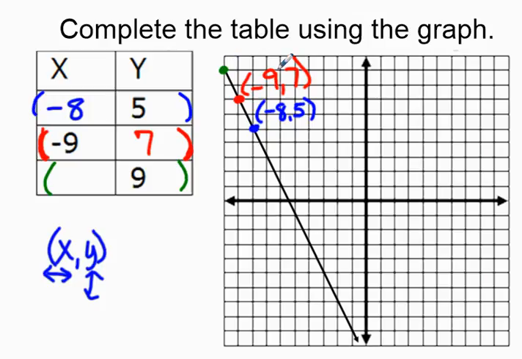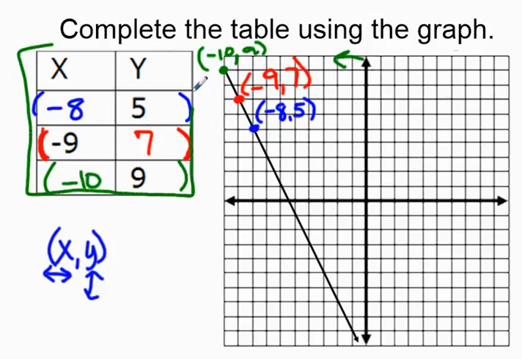And so that is in the left direction from our axis, so it's going to be negative. So 1, 2, 3, 4, 5, 6, 7, 8, 9, 10. So that'd be a negative 10. And of course, we're up 9. So I'm going to fill in a negative 10 in my table. And now my table is complete.